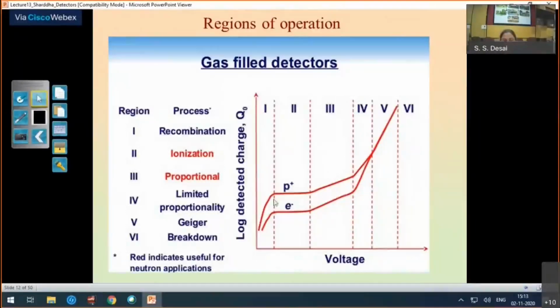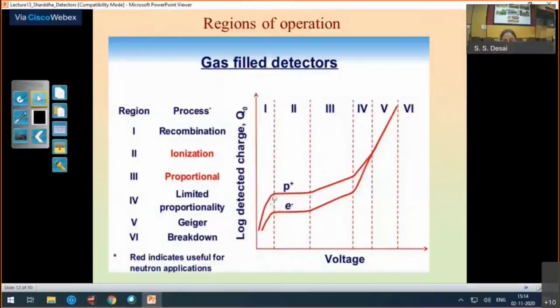Here, when the entire charge cloud has been collected at a certain point, recombination is suppressed, and we are reaching the ionization region. So the charge collected and the charge created are the same. That is the reason this region is called the ionization region.